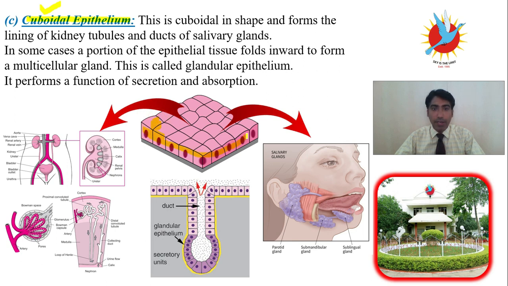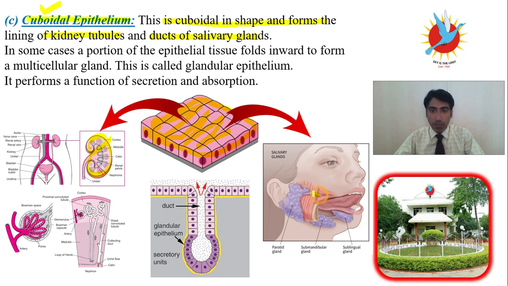You can easily observe here in this diagram, each and every cell has a shape of a cube. So this is cuboidal in shape and forms the lining of kidney tubules. Here in this diagram you can see that the outermost layer present is made up of cuboidal epithelium, and it is also present in the duct of salivary gland.